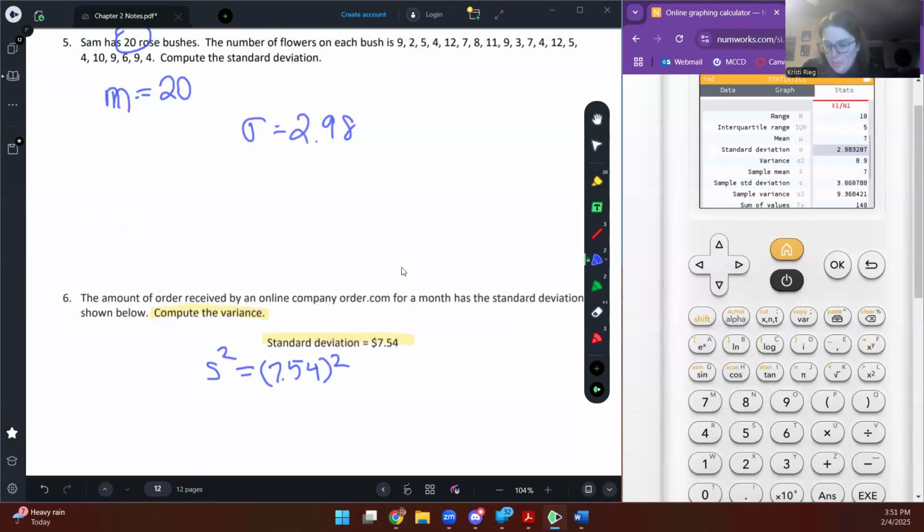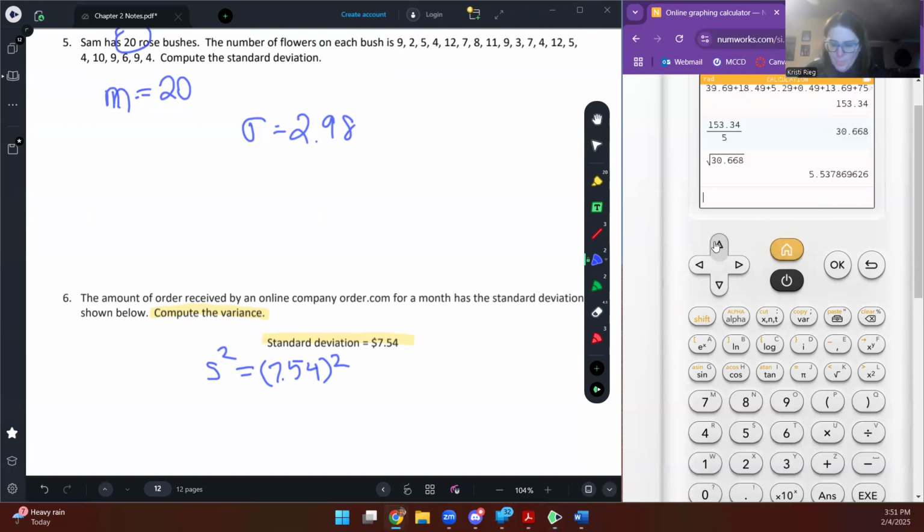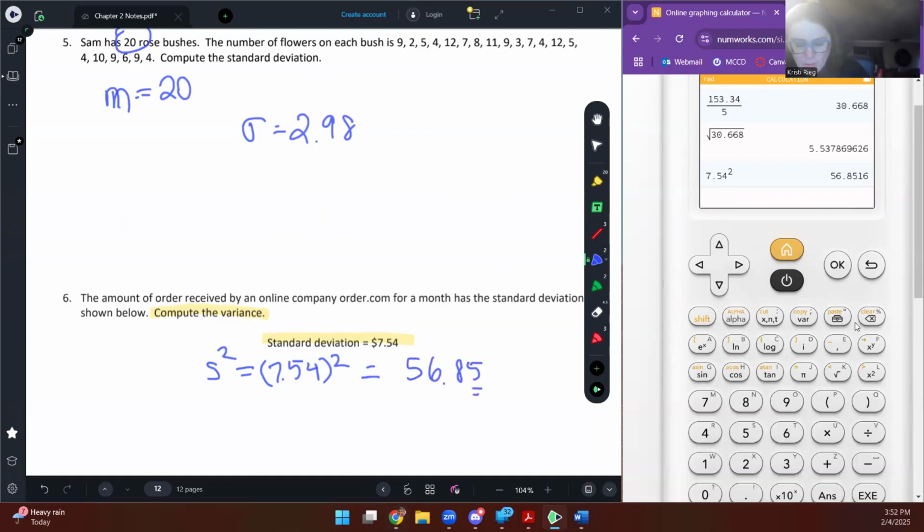Oh, I did want to point out, they do have variance on here also. But that's not what we're looking for, we're just computing. So I'm going to go home, calculate. 7.54 squared. And then here it doesn't say what to round to, but it's talking about money. So it's going to be 56.85 to go to the nearest cent when it's giving us money.